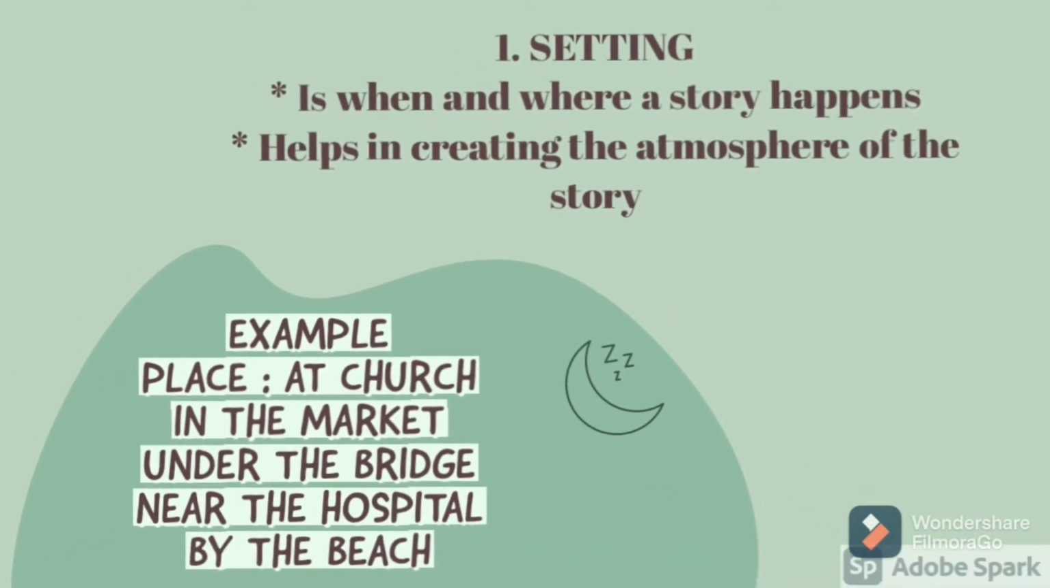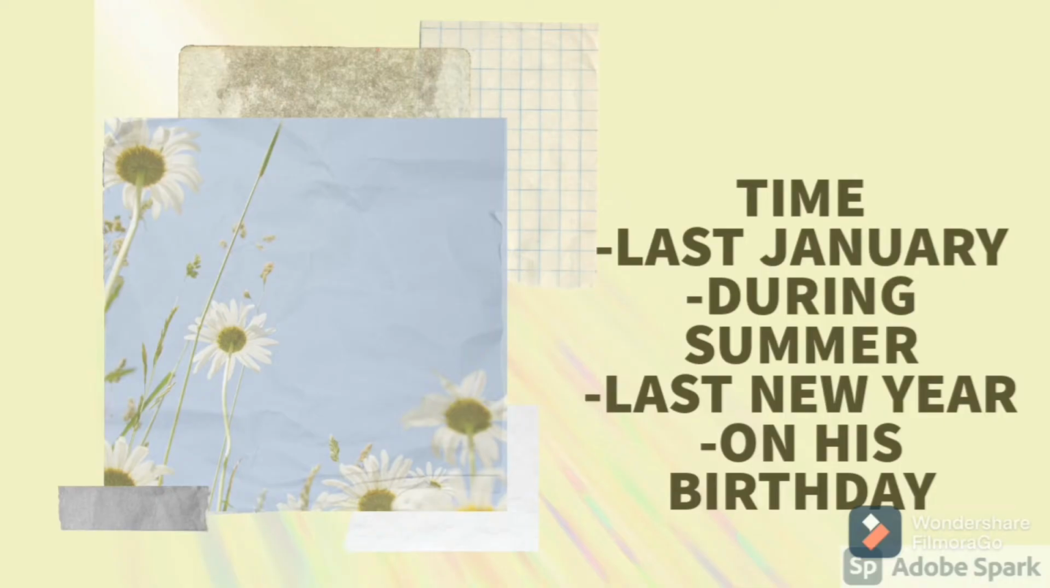Setting is when and where a story happens, and it helps in creating the atmosphere of the story. For example, place: at church, in a market, under the bridge, near the hospital, by the beach. And next is time. For example, last January, during summer, last New Year, and on his birthday.